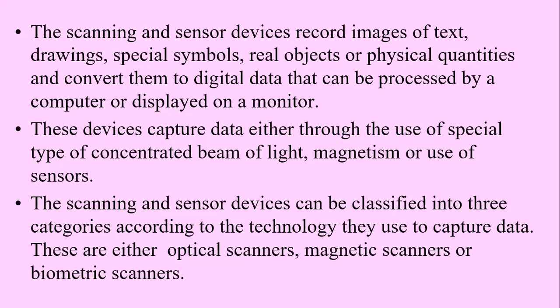The scanning and sensor devices record images of text, drawings, special symbols, real objects, or physical quantities, and convert them to digital data that can be processed by a computer or displayed on a monitor. These devices capture data either through the use of a special type of concentrated beam of light, magnetism, or the use of sensors. The scanning and sensor devices can be classified into 3 categories according to the technology they use to capture data. These are either optical scanners, magnetic scanners, or biometric scanners.